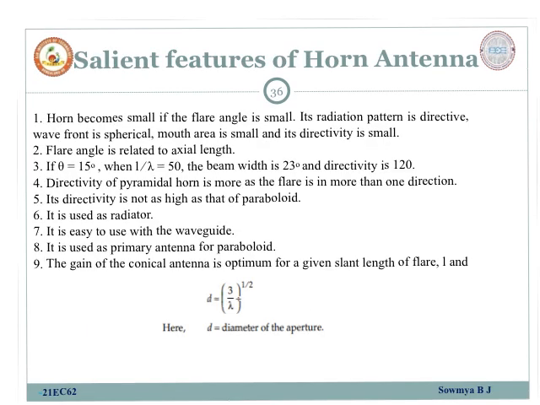Let us now discuss the salient features of the horn antenna. The horn becomes small if the flare angle is small, and in such a case the radiation pattern will be directive, the wavefront is also spherical, the mouth area is small and its directivity is small.